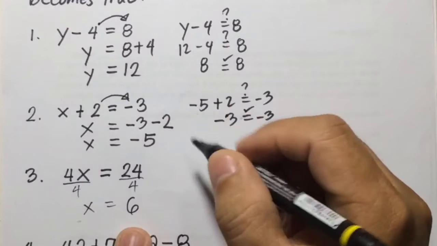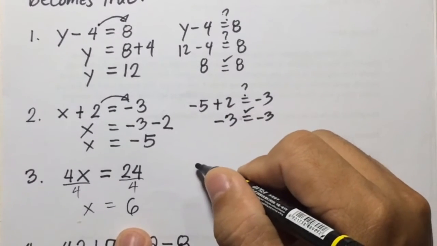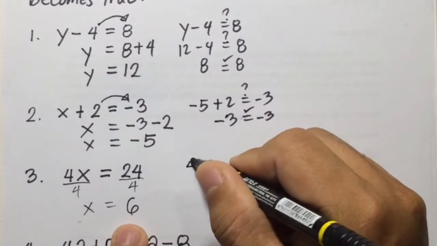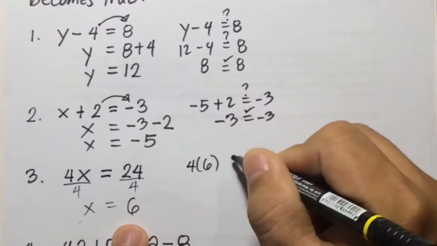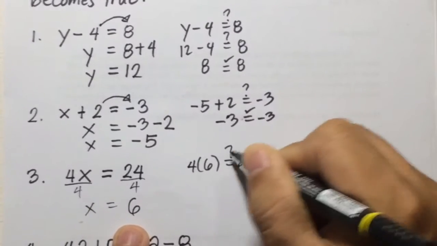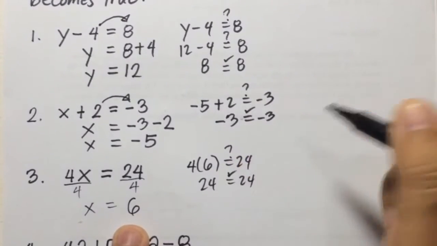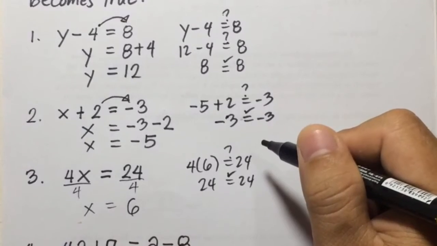Now to check if your answer is correct, what you're going to do is substitute x in the original equation. So you're going to have 4 times 6 equals 24. Then 4 times 6 is 24. So 24 equals 24. So you get it right.